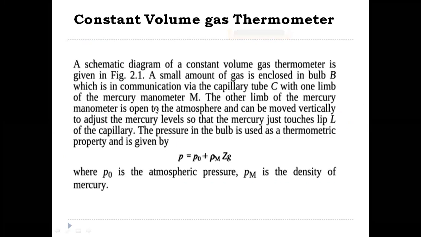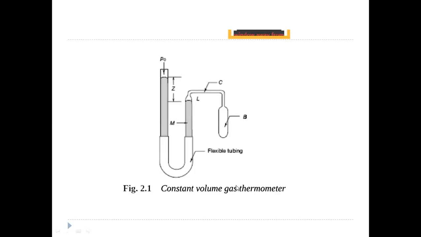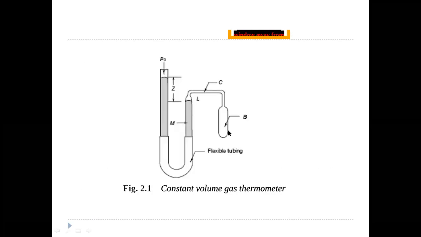Coming to the constant volume gas thermometer. This is the constant volume gas thermometer. It consists of a capillary tube. B is the glass bulb here. This glass bulb is connected with a capillary tube, and this capillary tube is in turn connected with a U-tube manometer here. This is a U-tube manometer which contains mercury.